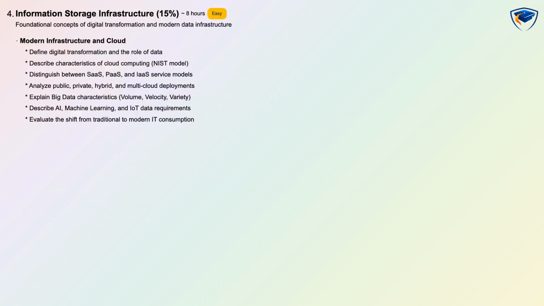Information storage infrastructure accounts for 15%, is rated easy, and takes about 8 hours to cover the foundational concepts that drive modern data platforms. Study digital transformation and the role of data, the NIST characteristics of cloud computing, and differences among SaaS, PaaS and IaaS service models as well as public, private, hybrid and multi-cloud deployments. Also review big data characteristics like volume, velocity and variety, and the data requirements for AI, machine learning and IoT, plus the business shift from traditional IT consumption to modern infrastructure models.